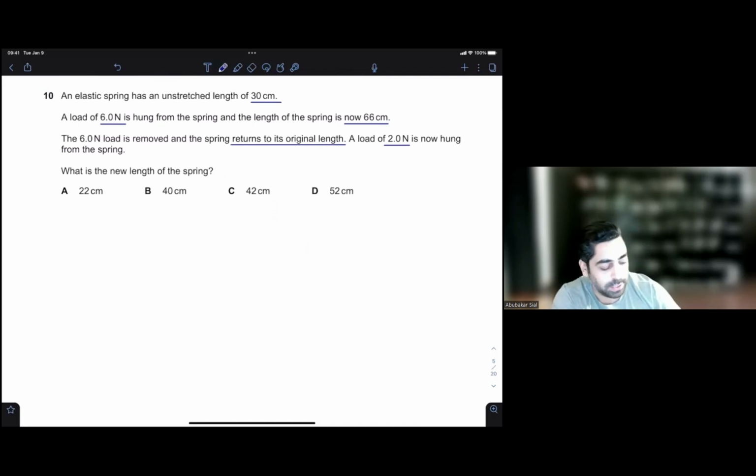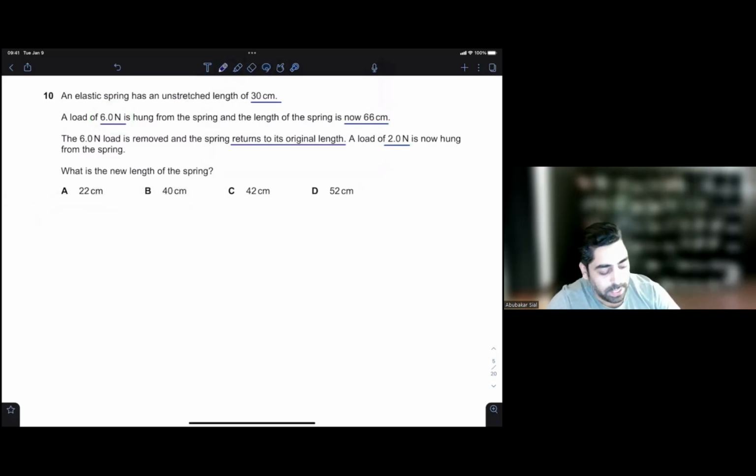Now, you might be thinking that you want to use F is equal to kx. And because you know the extension, what's the extension? It's 36. It goes from 30 to 66. You also know the load, so you could find out the spring constant and then use this equation again for the actual part where the load is 2 and you find out the extension. But there's a much quicker way to do it. And that's how we're going to do it.